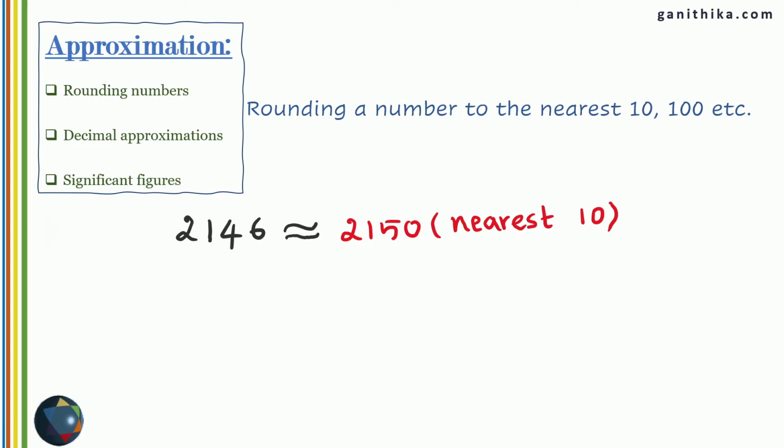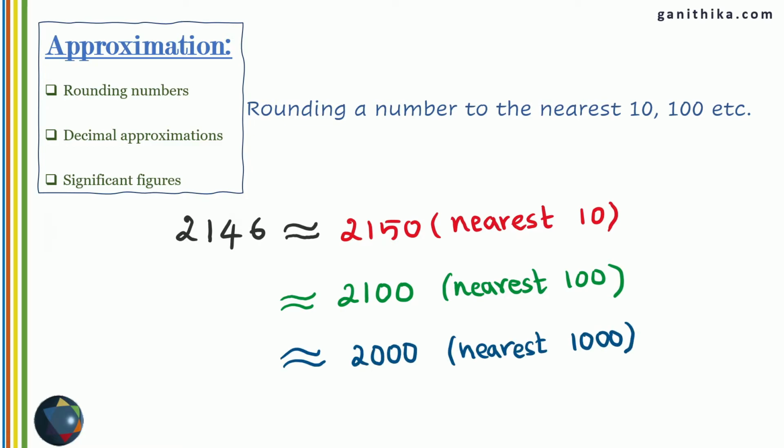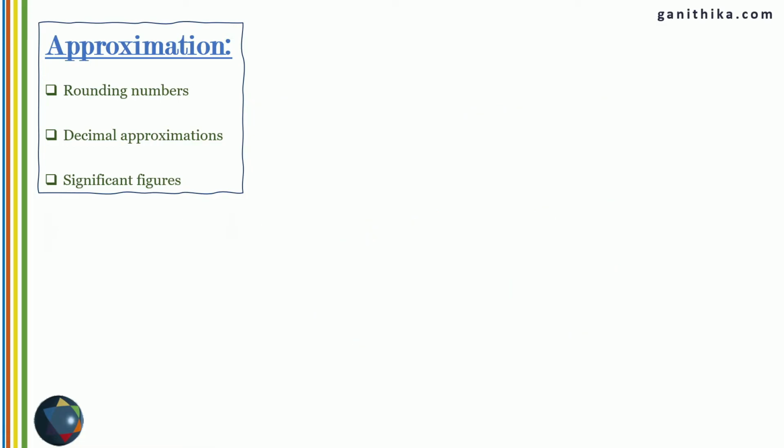I'm going to use the symbol again. Approximated to the nearest 100, the answer is 2100. Approximated to the nearest 1000, it is 2000. I think you must have learnt all these things in grade 7 or grade 8, so you must know all these things very well. So let me proceed to decimal approximations, which is more common in DP classes.